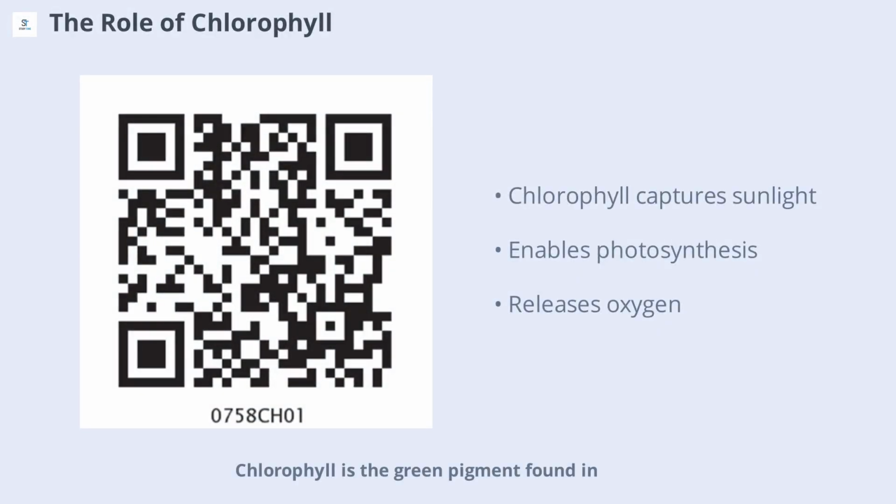Chlorophyll is the green pigment found in leaves that plays a crucial role in photosynthesis. It captures the energy from sunlight, which is then used to combine carbon dioxide and water to form carbohydrates. This process not only produces food for the plant, but also releases oxygen into the atmosphere, which is essential for the survival of all living beings.